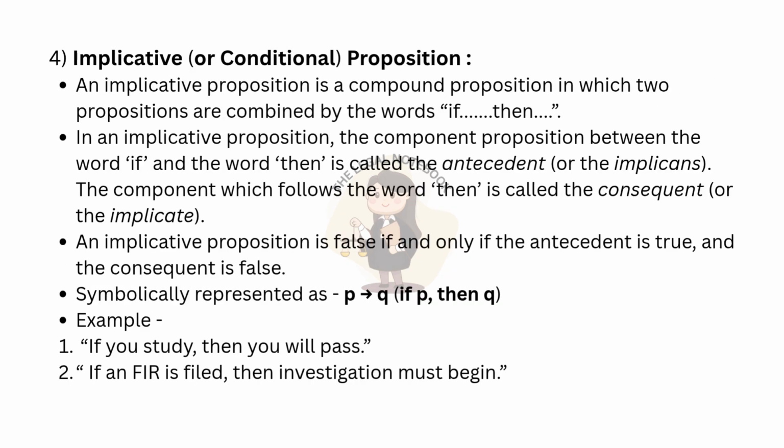4. Implicative or conditional proposition. An implicative proposition is a compound proposition in which two propositions are combined by the words if, then. In an implicative proposition, the component proposition between the word if and the word then is called the antecedent. The component which follows the word then is called the consequent. If the first part is true, the second must be true. Symbol: if P, then Q.